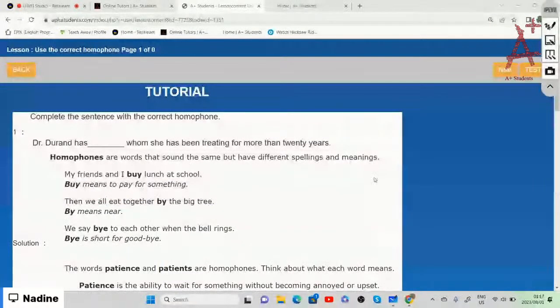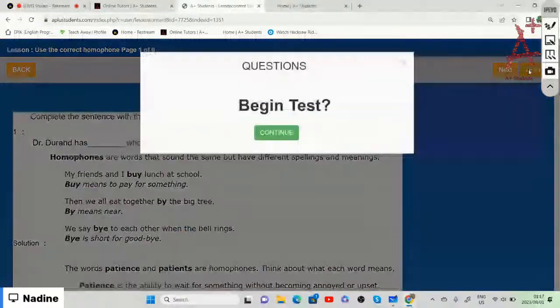And once again, homophones are words that sound the same, but have different spellings and meanings, right? So remember, homophones are words that sound the same, but the spellings are different as well as the meanings of these words. Let's go to our test where we use the correct homophone.